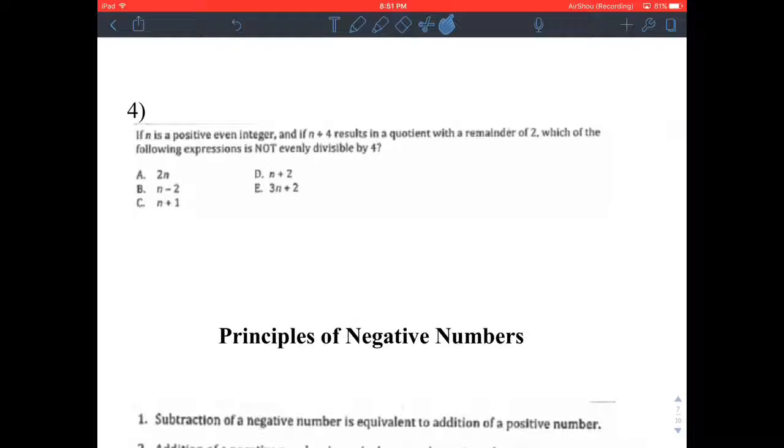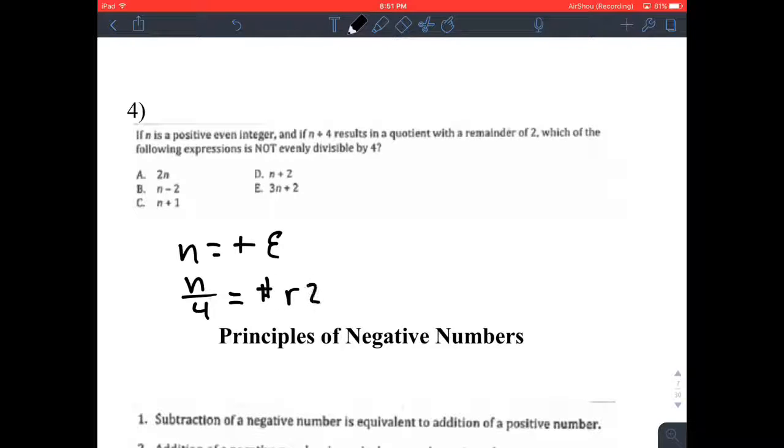Number 4. If n is a positive even integer, so n is positive and even, and n divided by 4, n over 4, results in a quotient, that's the answer to division, with a remainder of 2, so you get some number and a remainder of 2. Which of the following expressions is not evenly divisible by 4?